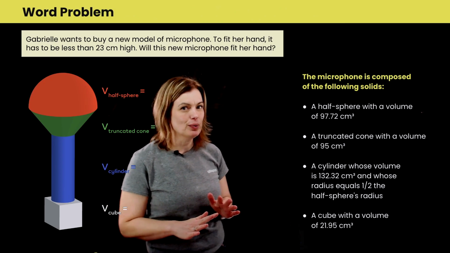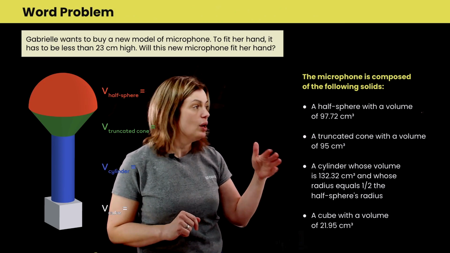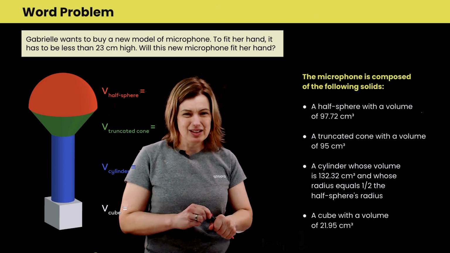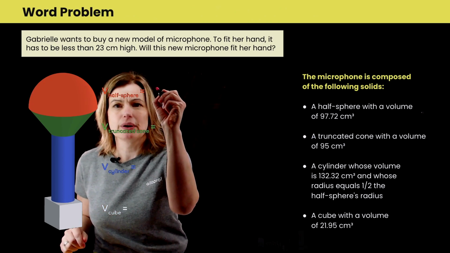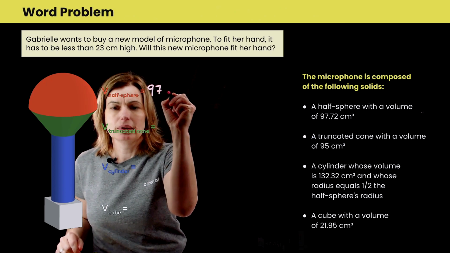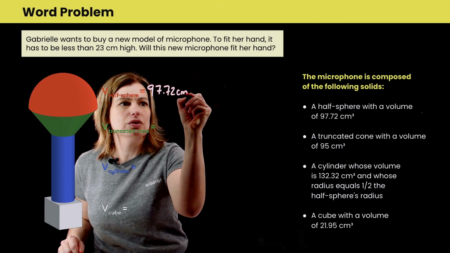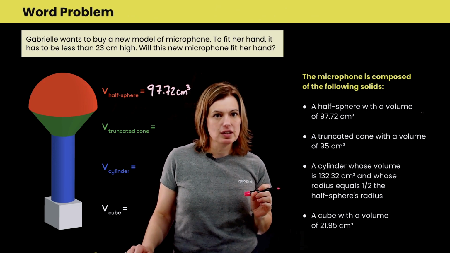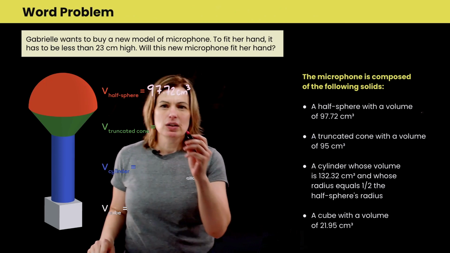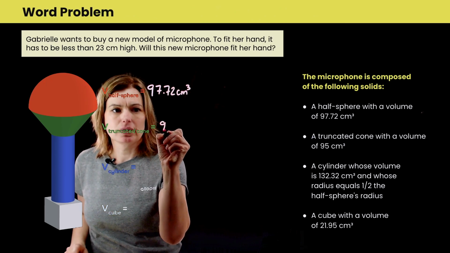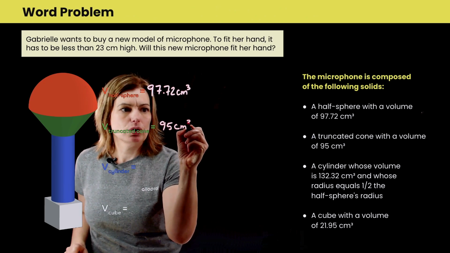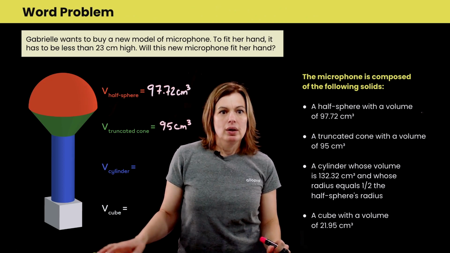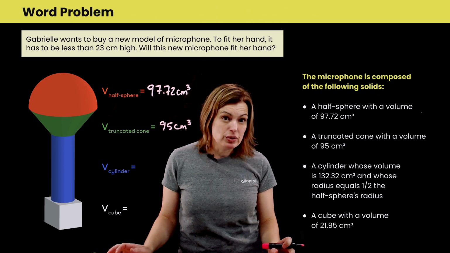So first we got to look at the microphone and how it's composed. It's composed of the following solids. We have a half sphere with a volume of 97.72 centimeters cubed. And that's a pretty important piece of information, so I'm going to write that up here. 97.72 centimeters cubed. All right. Then we've got a truncated cone with a volume of 95 centimeters cubed, and that's right here in green here. So I'm going to also write my 95 centimeters cubed down.